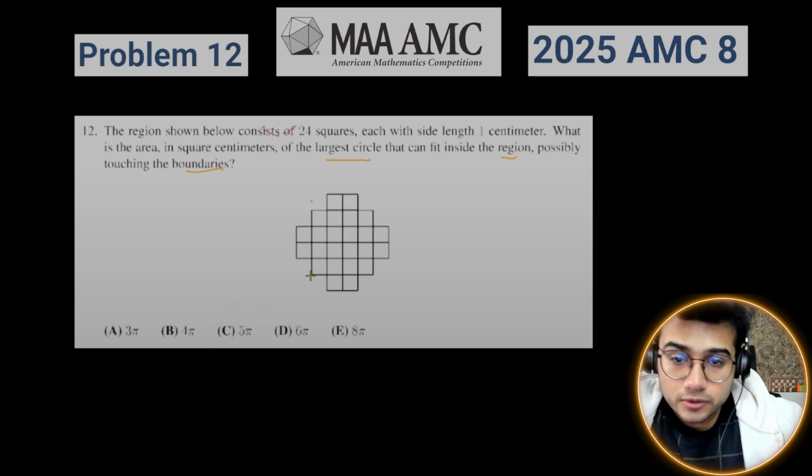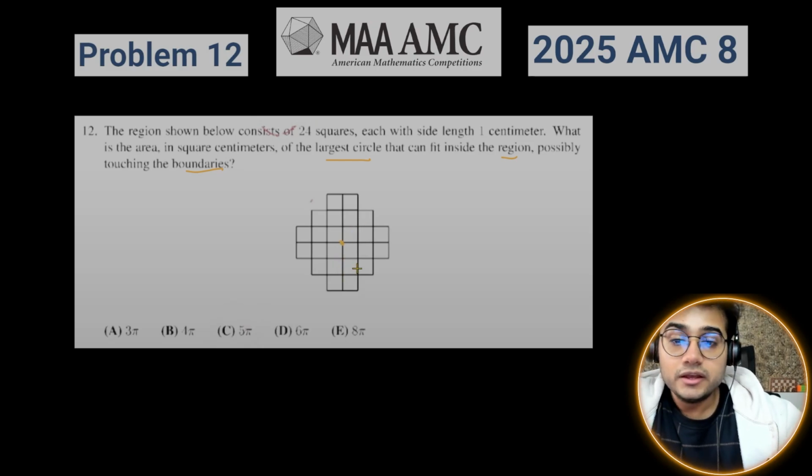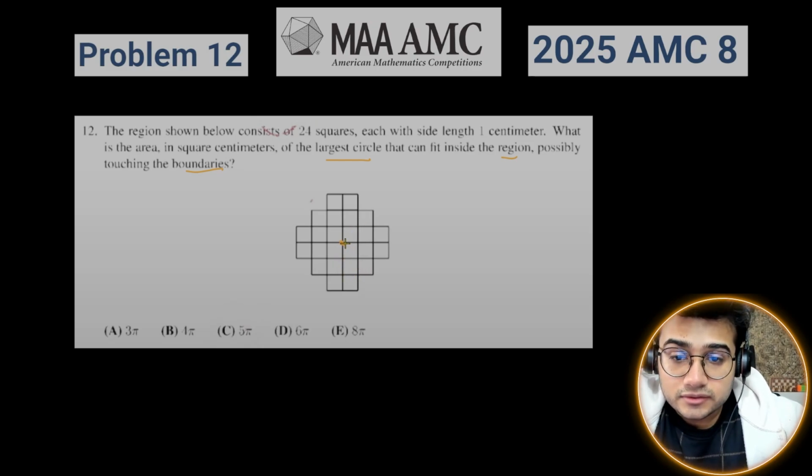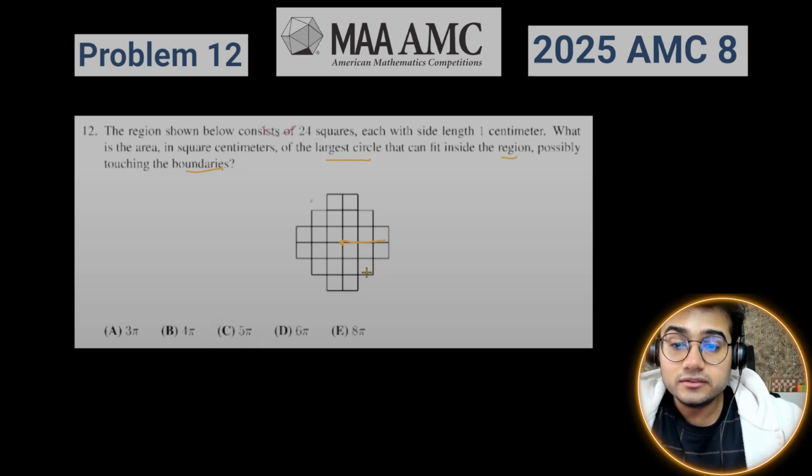So of course, to maximize the area, we will put the center of this circle in the center of the shape. This is a symmetric shape, so it makes sense to put the center here. Now let's take a look at this. Can the radius be 3? Because that's what we're trying to figure out. What is the maximum radius we can have? So can the radius be 3?